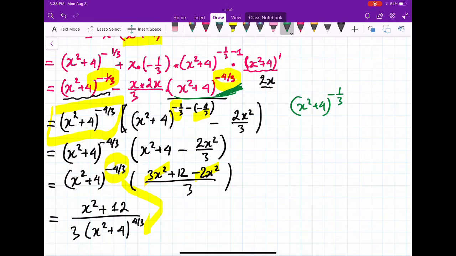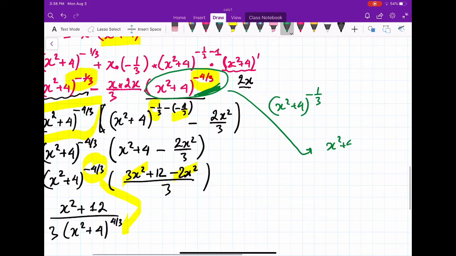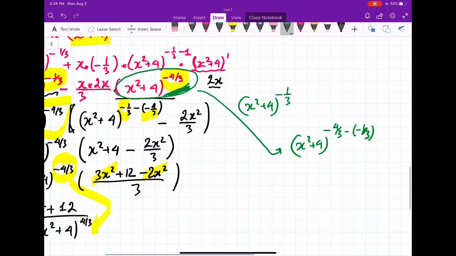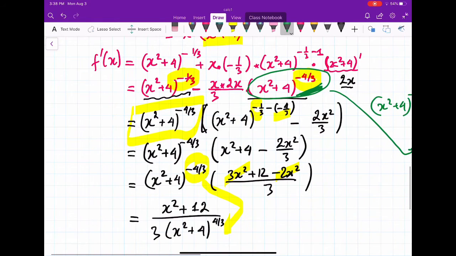Then from this term you would have x squared plus 4 to the negative 4/3 minus negative 1/3. Is that correct? Because you take that out, so you have to subtract that. Then this is negative 1. You still have power negative 1. That is not good. So that's why we choose to bring this term out.